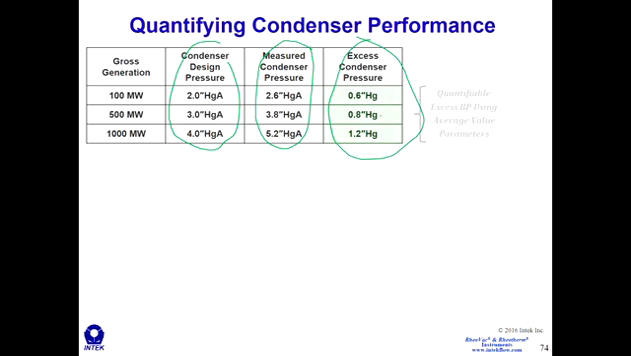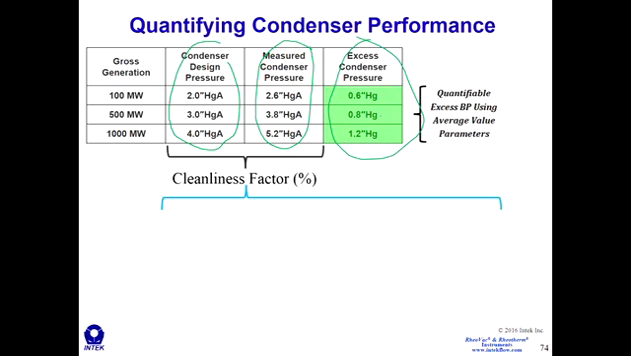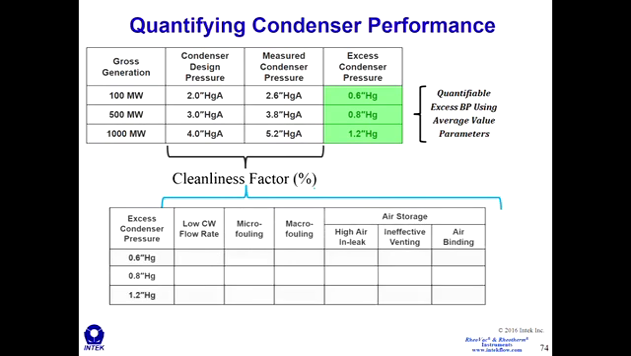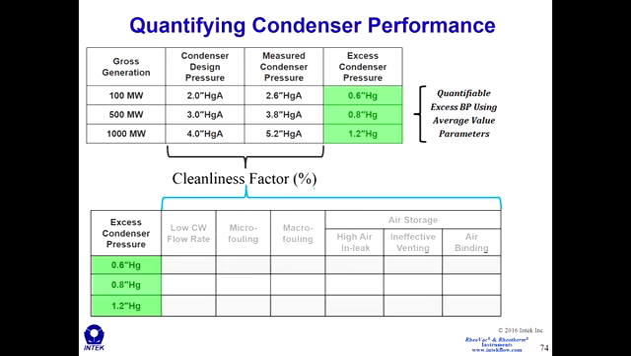Using those same techniques, we can even calculate a factor using the HEI method, and that is called the cleanliness factor. The cleanliness factor is kind of a misnomer because there are a lot of mechanisms that can cause an indicated low cleanliness factor. We classify causes of performance degradation into these 6 categories shown here.